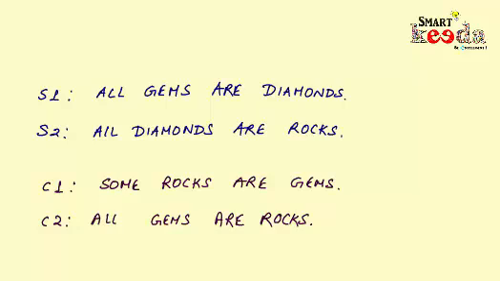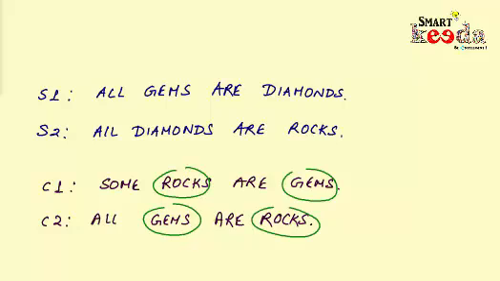Now instead of checking the statements, we'll check the conclusions first. You can see that in both the conclusions a relationship between the classes rocks and gems is given, while in the statements rocks and gems are given in two different statements. Therefore, we need to apply the logical deduction method here to check whether we can find a definite conclusion between these two classes or not. Now, you can observe that the middle term is diamonds here, which is distributed once in statement 2, and the statements are properly aligned as well.